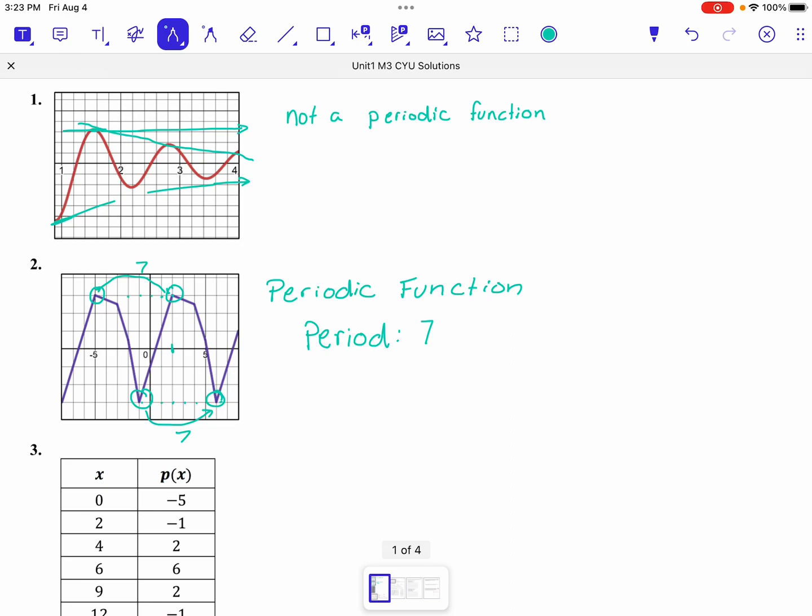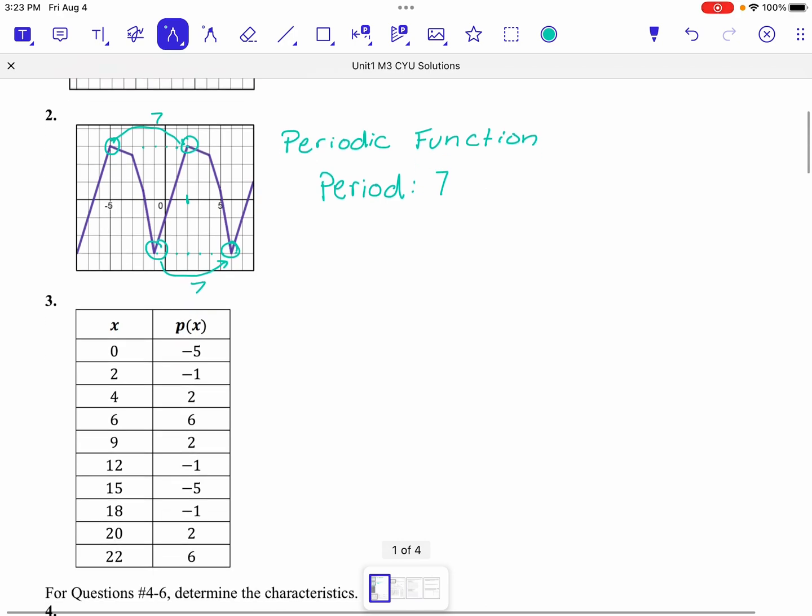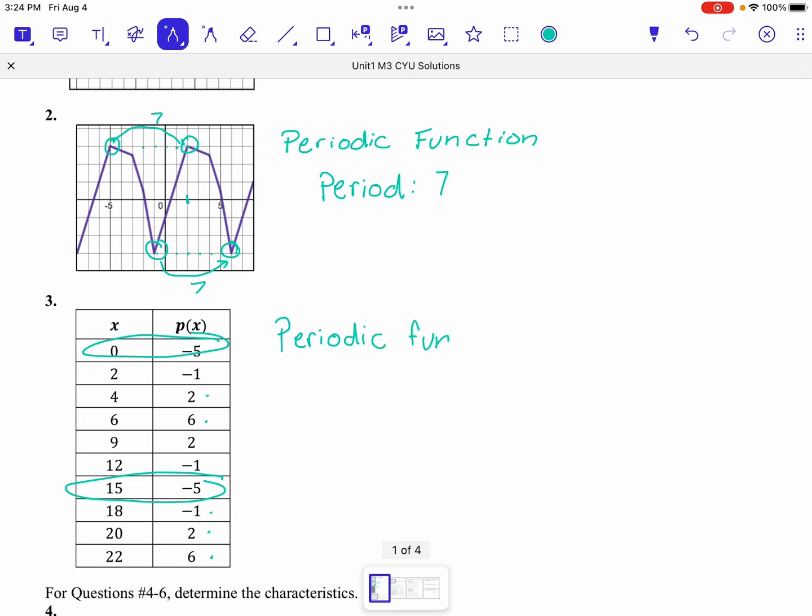When we're looking at tables, it's actually sort of similar. You want to look for those repetitions. And again, I recommend looking at maxes or mins. So here I notice my lowest point is -5, and it comes back to -5 down here at 15. And if I notice in between, the next 3 numbers would be -1, 2, 6. And if you notice after this -5, I have the same 3 numbers, -1, 2, 6. So yes, this is a periodic function. And the period would be the distance between getting from that -5 back to the -5 again, which was 15 units.